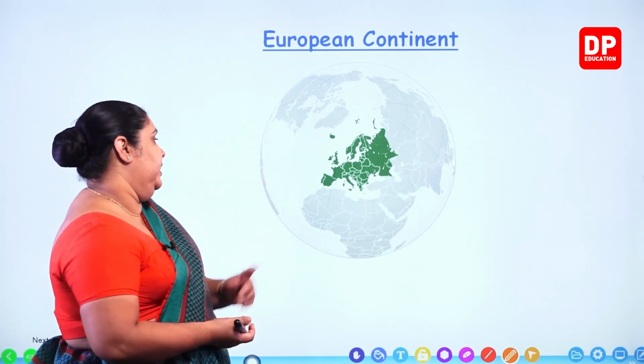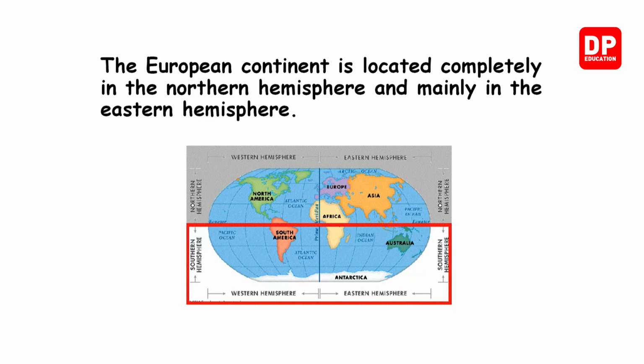European continent. Let's start. The European continent is located completely in the northern hemisphere and mainly in the eastern hemisphere.